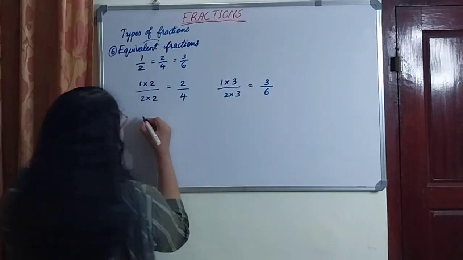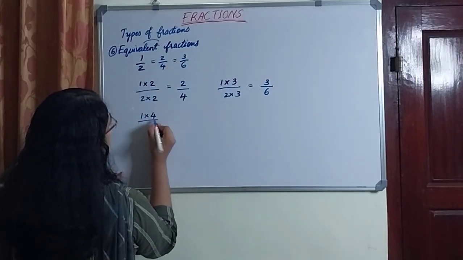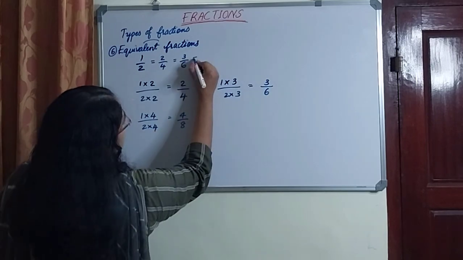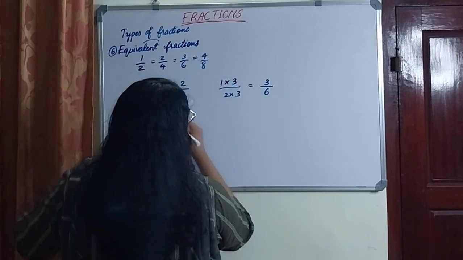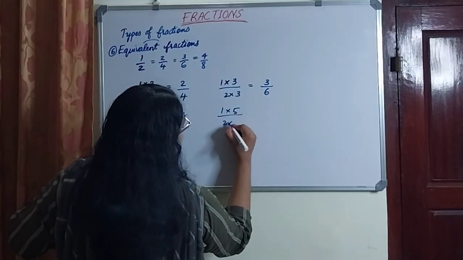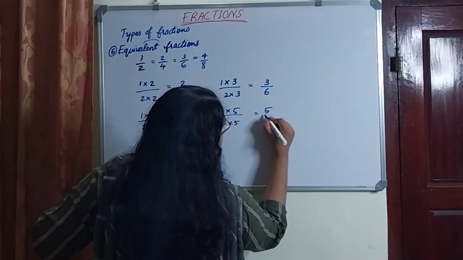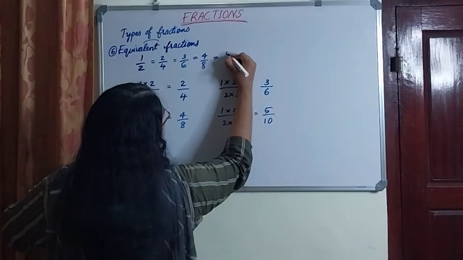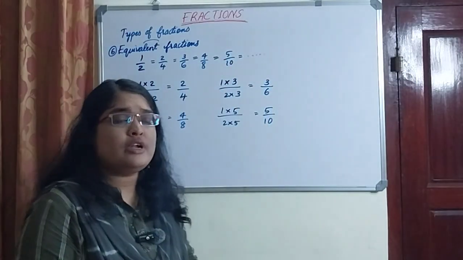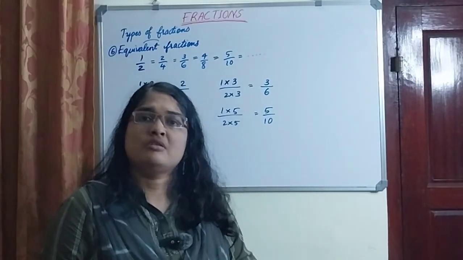We can multiply both the numerator and denominator by 4. We get 4 by 8. This is equal to 4 by 8. We can multiply both the numerator and denominator by 5. We get 5 by 10. Okay. Like this, we can write infinite number of equivalent fractions of a particular fraction.